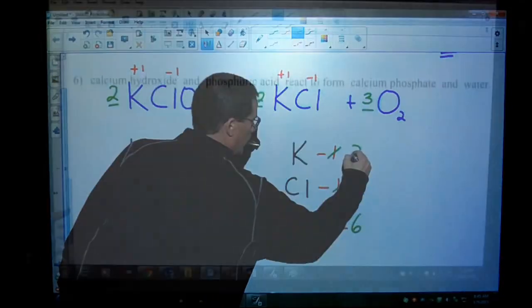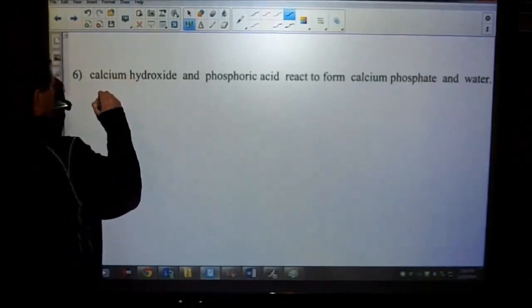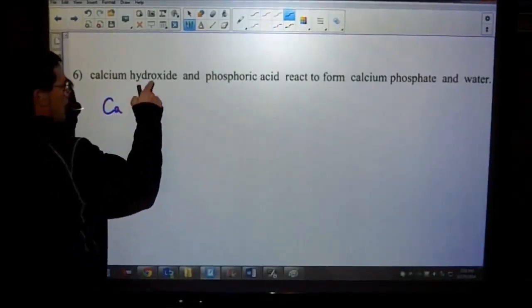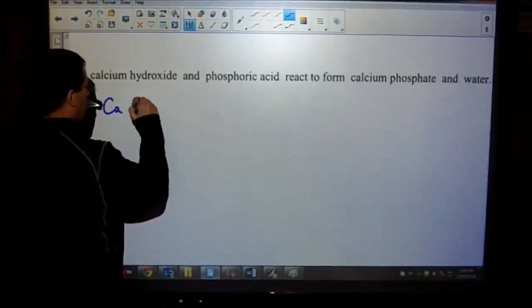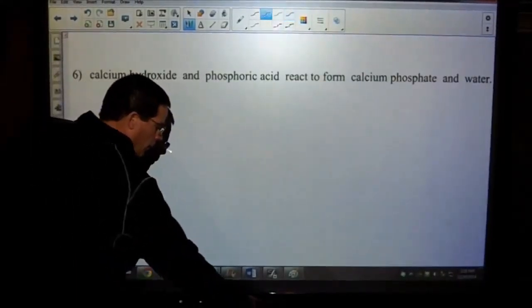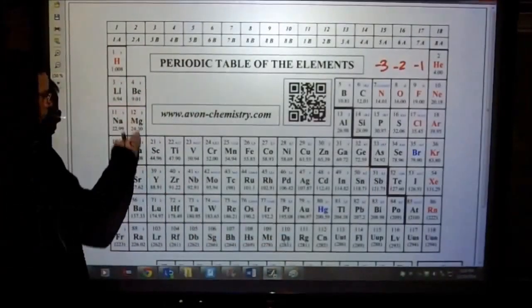All right, number 6. Calcium hydroxide. So calcium, Ca, and hydroxide. Even though it ends in -ide, that's one of our polyatomics. So hydroxide. And remember, since we're looking at calcium, calcium's in group 2A.